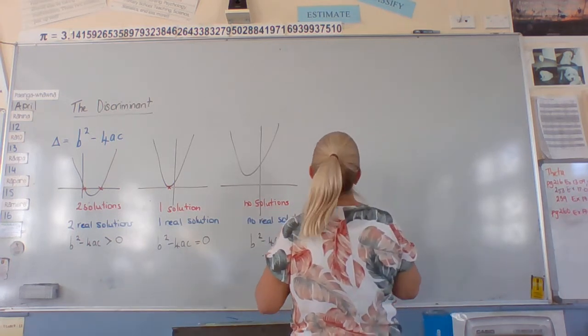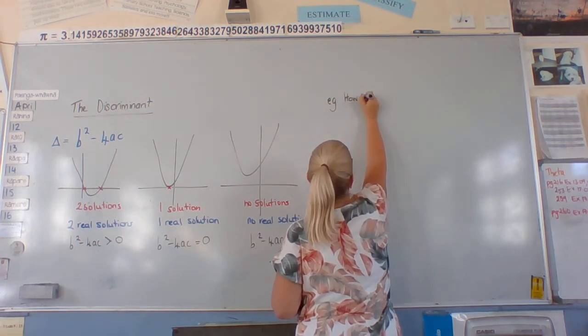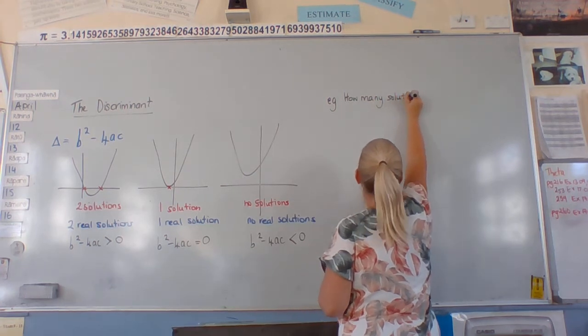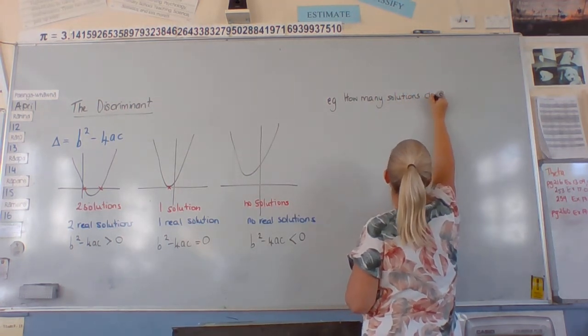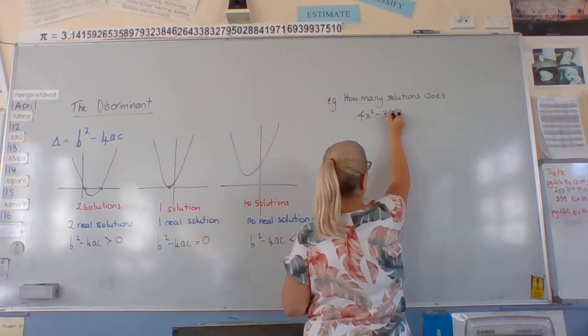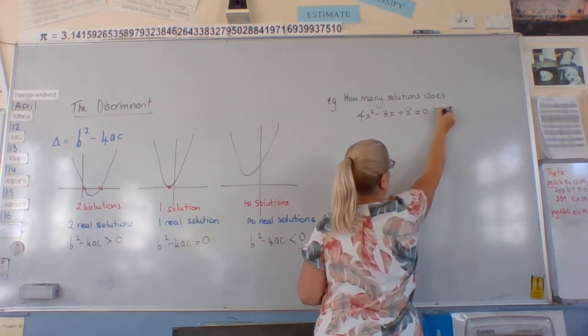The question might go something like this. How many solutions does 4x squared minus 3x plus 8 equal to 0 have?